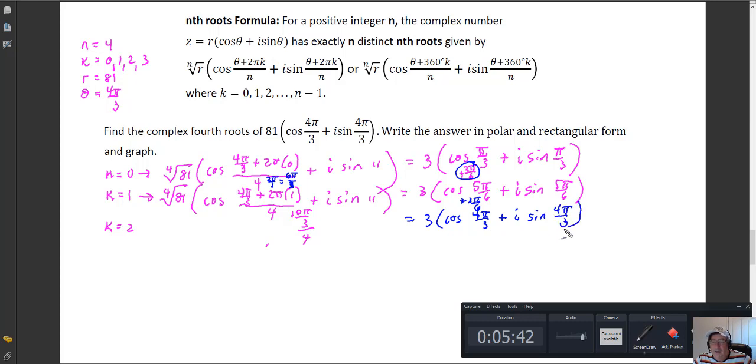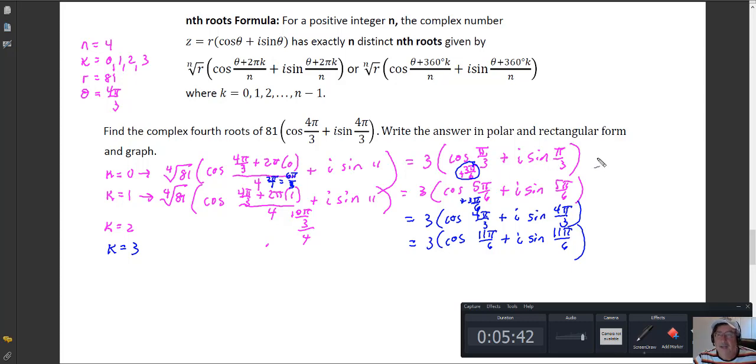So this is kind of a quick trick here. And then finally, when k is 3, this will be my fourth of the fourth root answers. Using the shortcut, it equals 3 times the cosine of 4 pi over 3 plus 3 pi over 6. So this would be 8 pi over 6 plus 3 pi over 6, and you would get 11 pi over 6. So these angles are equidistant apart, plus i times the sine of 11 pi over 6. All of these 4 fourth roots here are in polar form.